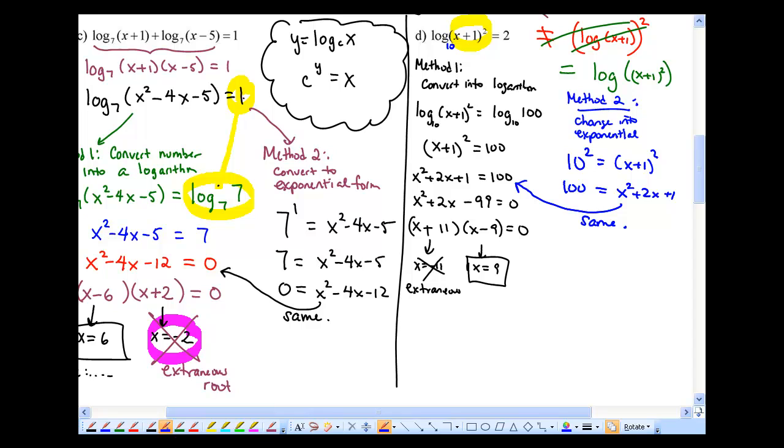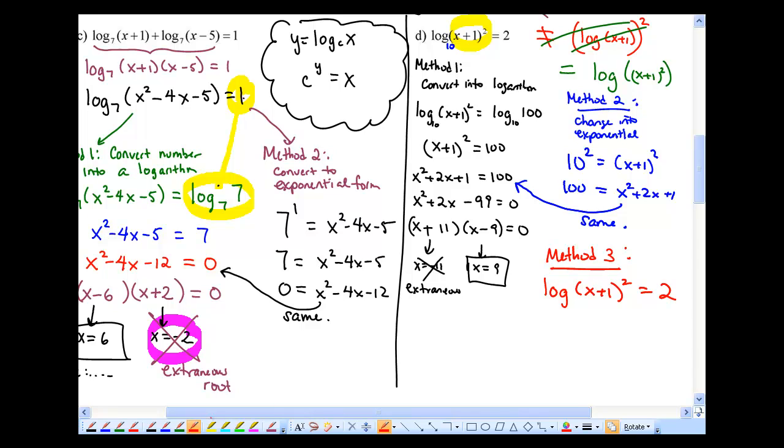Is there method number 3? In this case, yes, there is. I think method number 3 is one that you probably did not think of. And I do want to show this to you because I think this helps sometimes. This actually might be the easiest one. Let me rewrite the question again. Log of (x plus 1) squared equals 2.